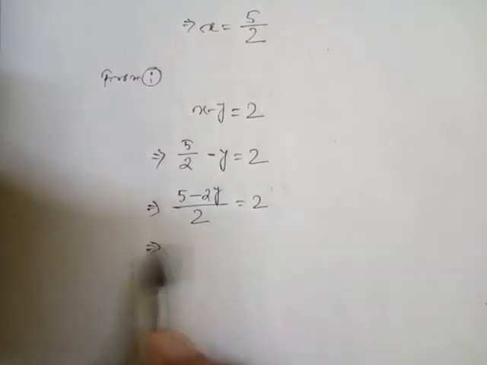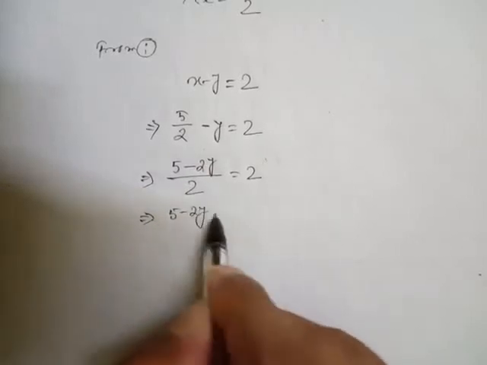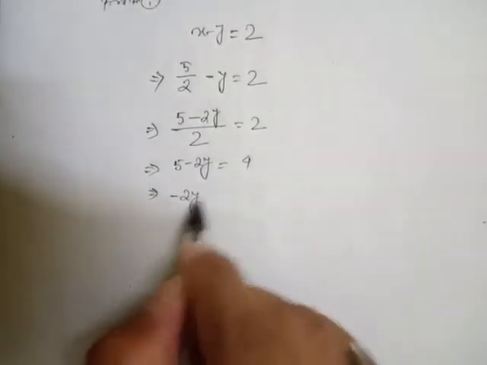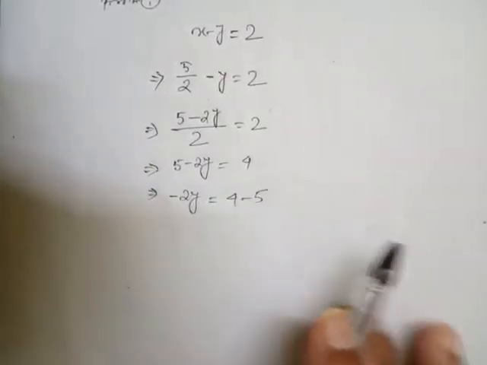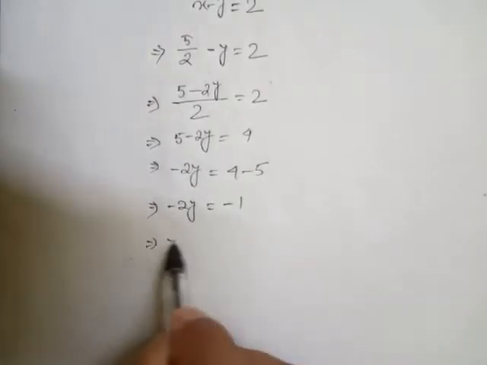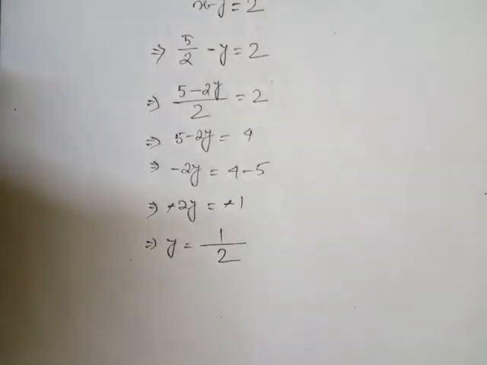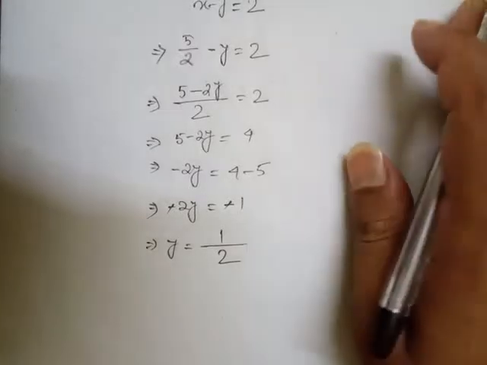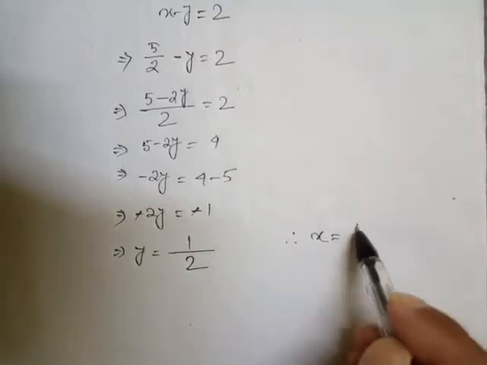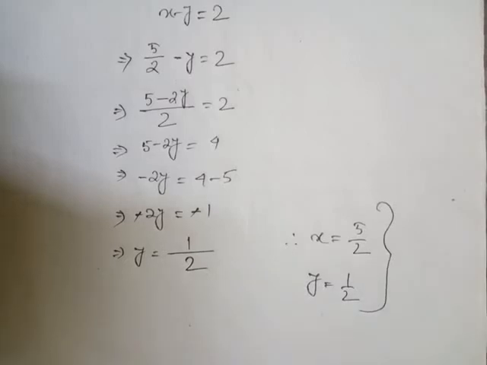Now look here, after that go for the cross multiplication. So 5 minus 2y equal to 4. In the next step, student, there is minus 2y equal to 4 minus 5. Now look, after that, minus twice y equal to minus 1. So y equal to, minus and minus cancel, y equal to half. So we got the answer actually. And the last line I will write here: therefore x equal to 5 by 2 and y equal to half. This is the answer of 10 Roman 3.